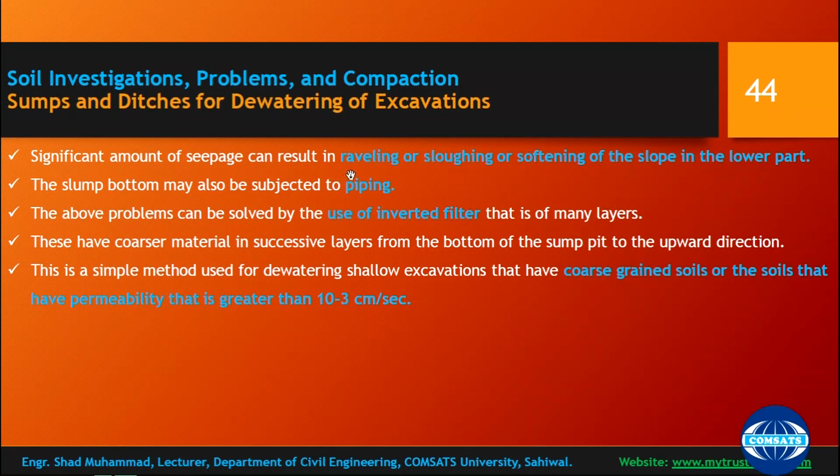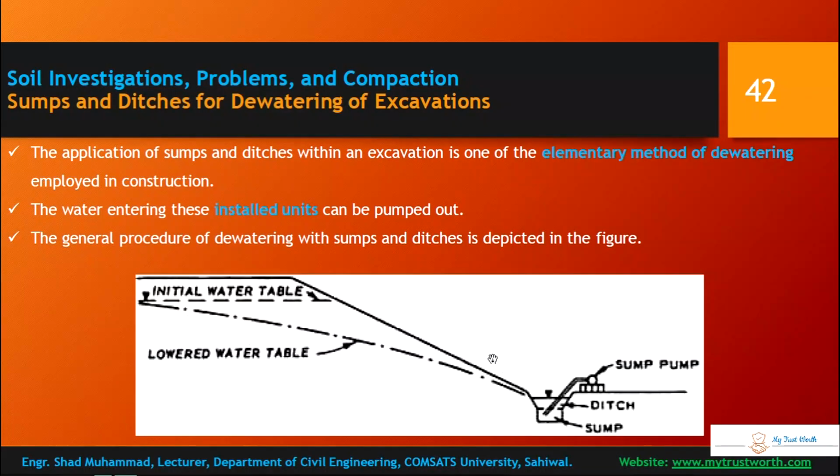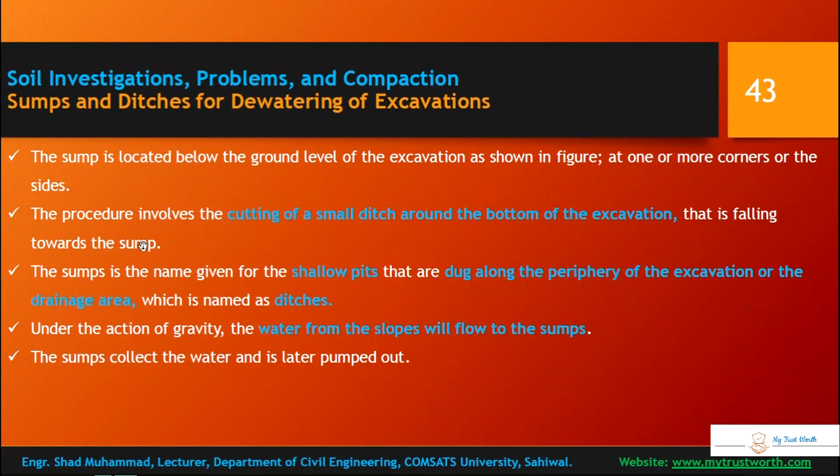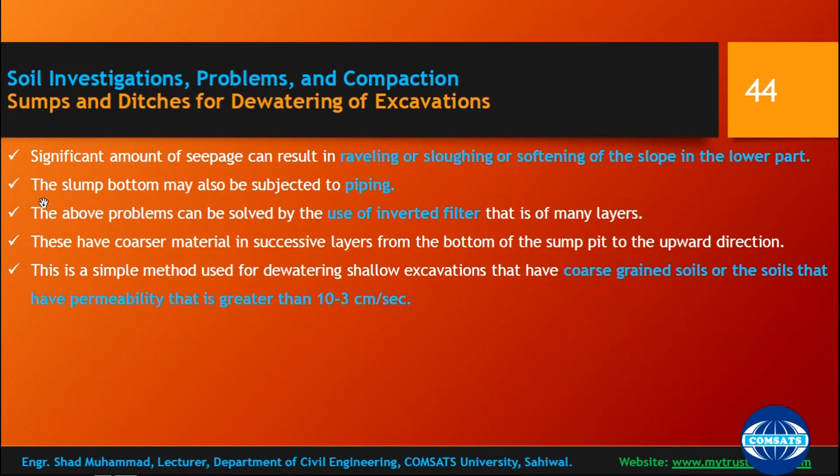A significant amount of seepage can result in raveling and softening of the slope of the lower part. So this side can get softened. The procedure involves cutting a small ditch around the bottom of the excavation that falls towards the sump. We have studied this. The sump bottom may also be subjected to piping. So piping can also occur at the bottom of the sump.